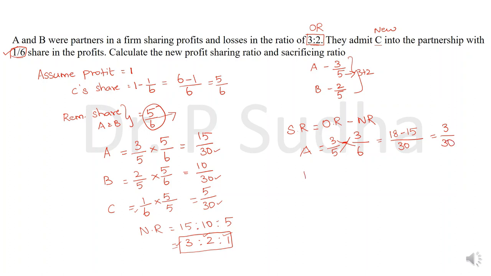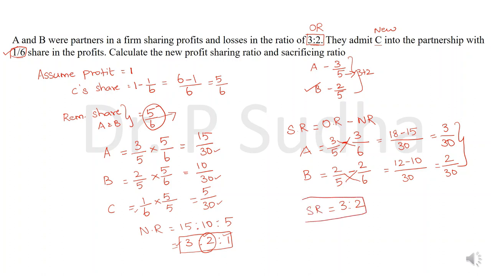In the same way, we shall calculate for B. The old ratio for B, which we have calculated here, is 2 by 5 minus new ratio. What is the new ratio? Look here, it is 2 by 6. Again, we are cross multiplying. 6 twos are 12, 5 twos are 10. 6 into 5 will give you 30. You will get 12 minus 10, it is 2. So 2 by 30. This is the sacrificing ratio. It is nothing but 3 is to 2. So this is the sacrificing ratio.